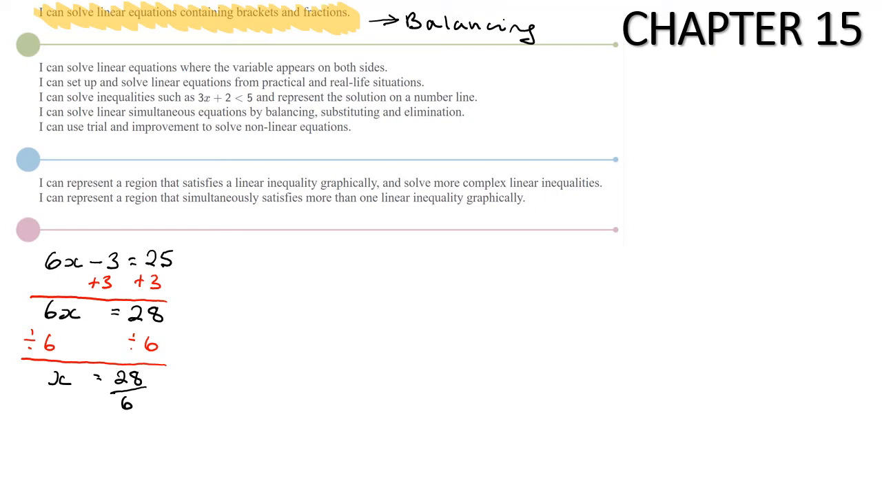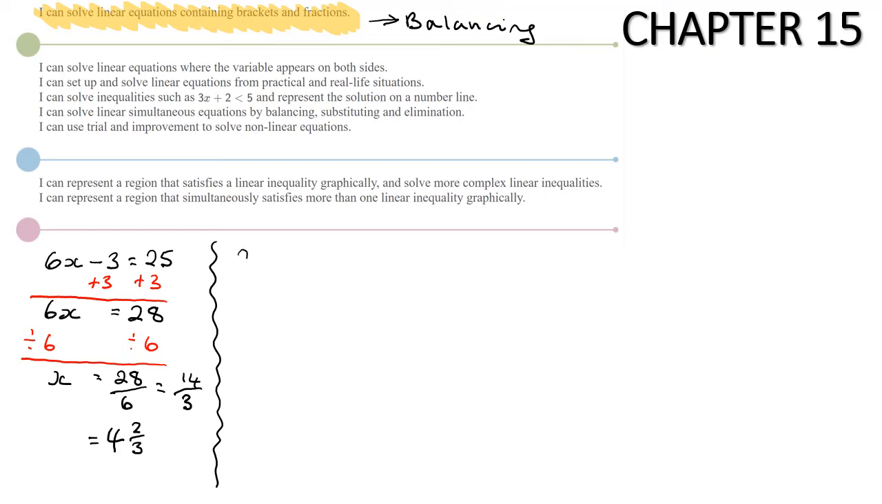We could simplify it. If you divide both by 2, we'll end up with 14 over 3, which if you want, you could change to a mixed number. 3 goes into 14 4 times with a remainder of 2. So you could write any of those as an answer. Okay, let's try one that requires a few more steps.